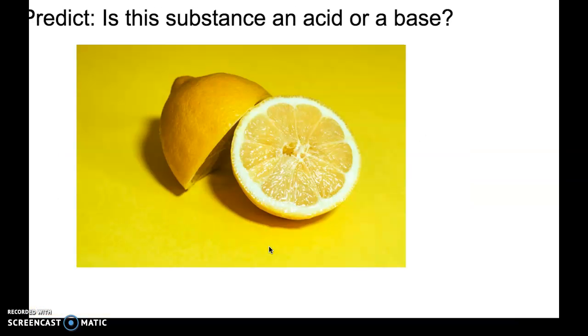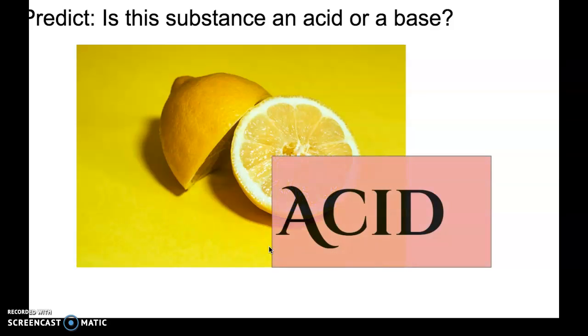So let's go through some common substances here. We've got a lemon or lemon juice. Do we think this is an acid or a base? Hopefully you've predicted that this is an acid. Lemons are typically around 3 on our pH scale.